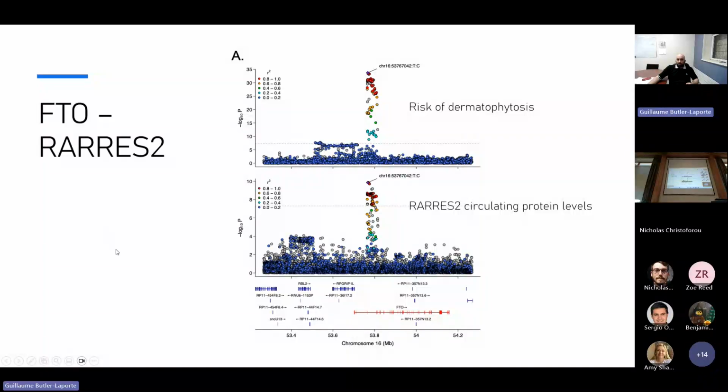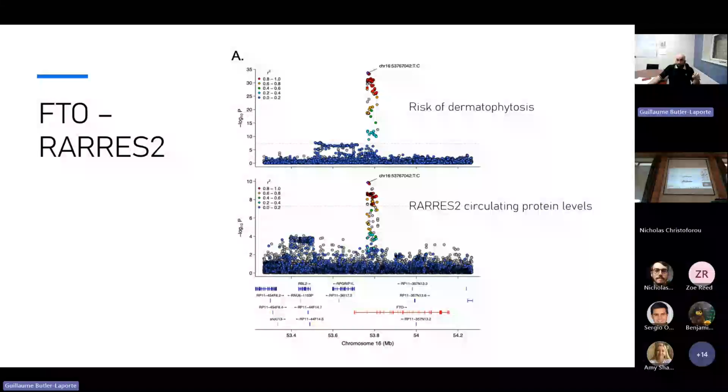The other one that we found was FTO or RARRES2. Sorry, to be clear, they're not the same gene, but I'll explain. So basically, in the genome-wide association study, the GWAS for the risk of dermatophytosis, there was a very strong and narrow peak right dead smack in the FTO gene. Now, FTO, I'm sure some people in the crowd will remember that it is actually one of the first genes that they found as a risk factor for obesity.